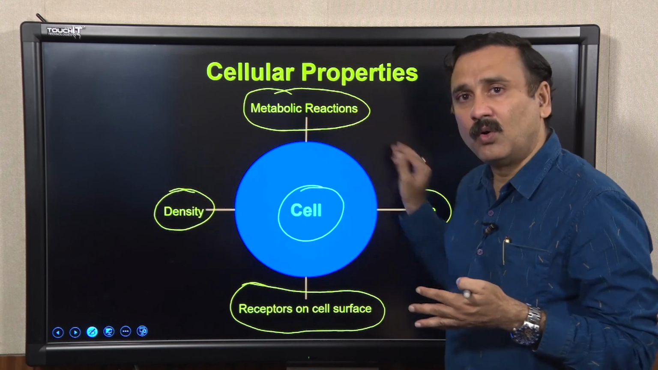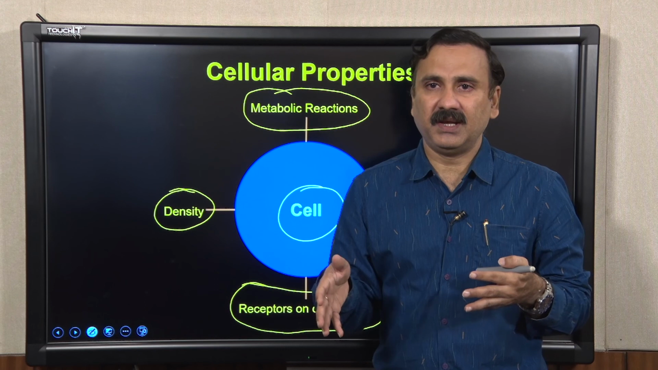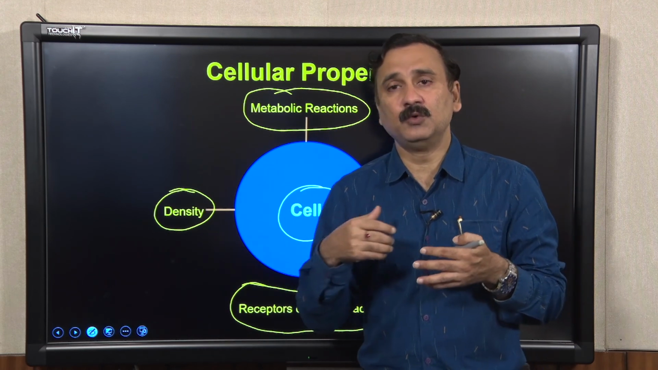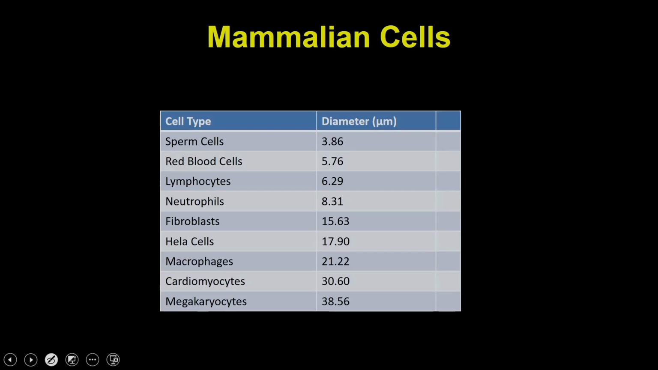So, all these 4 criteria can be exploited in a flow based assay, where you can utilize these parameters to distinguish one cell from another cell. For example, in mammalian cells you have different sizes. The sperm cells have a size of 3.86 micrometer.